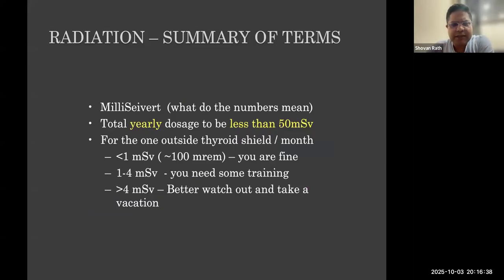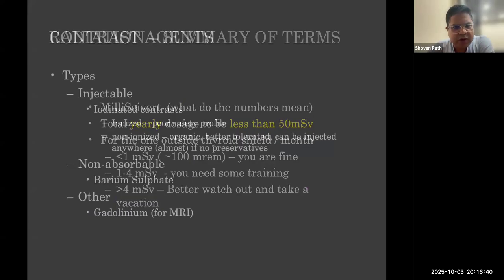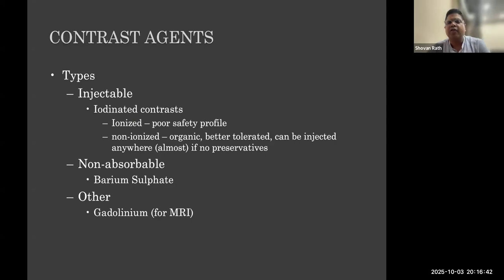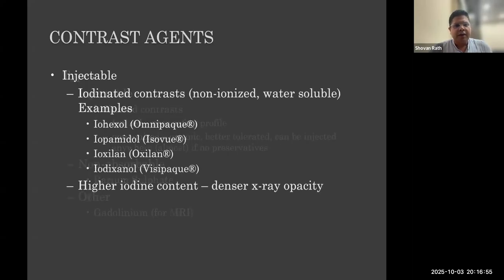Radiation summary, this is a technical part, so we will not be going into this. Whenever we are using this kind of fluoroscope, we are using iodinated contrast, or the iopamidol that is normally used, or Omnipaque, or iohexol. These come in various brands, so any of them can be used.